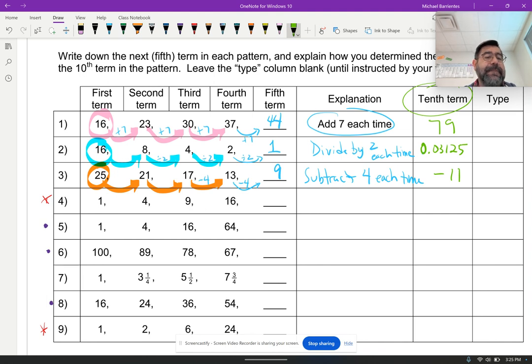Pretty straightforward, right? So when we come back on the next video, I'll show you number 4 and number 9, which have a little spin on the pattern, but you should be able to capture what's going on.